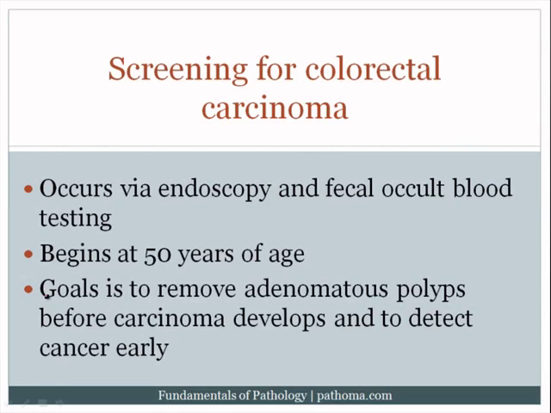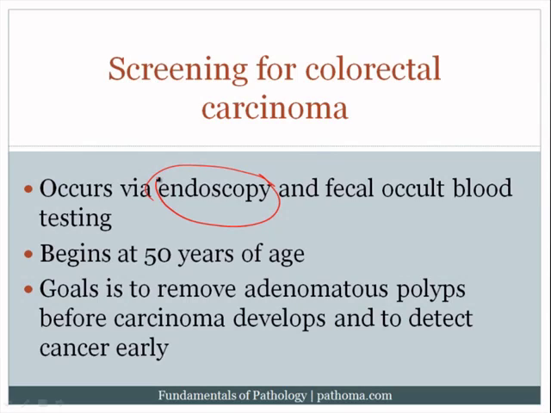Now, screening for colorectal carcinoma, just generally speaking, occurs via two mechanisms. Number one is colonoscopy, and I note here that your book actually says endoscopy, and I'm purposely highlighting this for you. It should not say endoscopy, it should say colonoscopy, so please do correct that. Again, the first mechanism for screening occurs via colonoscopy, and the second is fecal occult blood testing. Usually we begin screening at the age of 50.